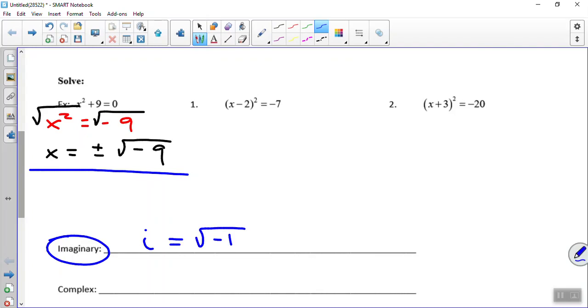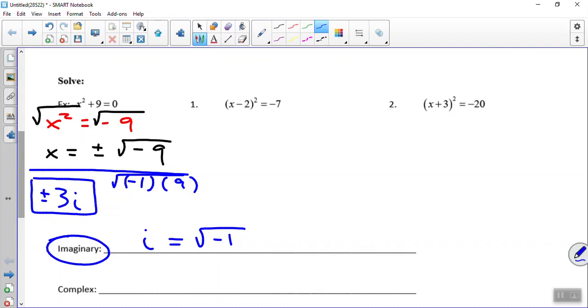So we can solve this problem now using i. What I can do is rewrite this the same way you'd reduce any radical. You'd break it up into perfect squares. So using i, negative 1 can be a perfect square, and so is 9. You take out negative 1, and that turns into i. You take out 9, and that turns into 3. You still have plus or minus 3. So the solution to this is plus or minus 3i.